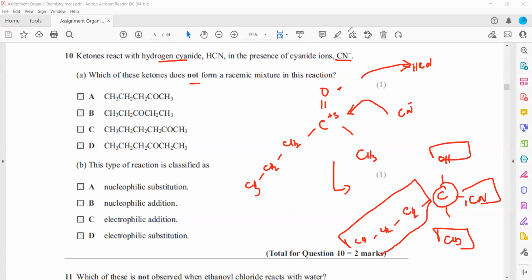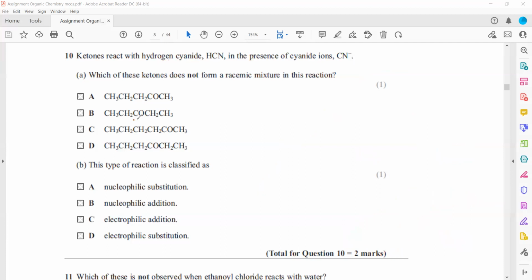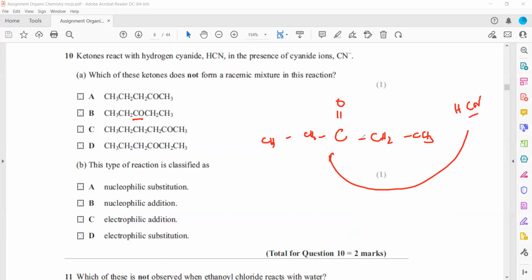But when we check option B, it is a symmetrical ketone. So it is having CH2, CH3, and CH2 and CH3. What will happen when HCN is there? A nucleophilic addition reaction will occur. CN will form a bond with carbon and H will form a bond with O. So what will be the product? It will be CH3, CH2, then COH, then CH2 and CH3, and then CN.